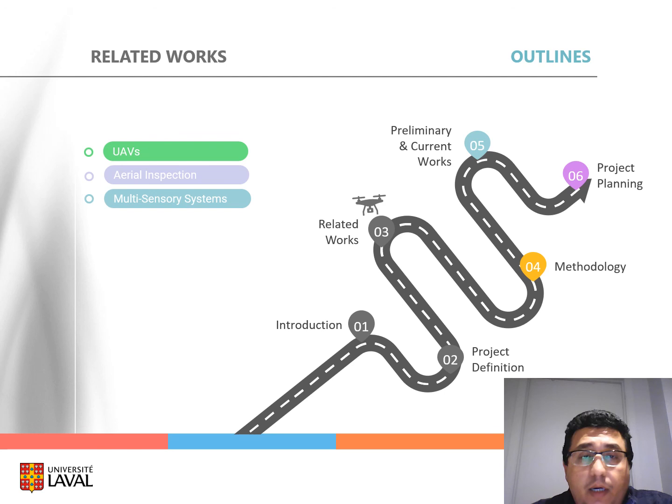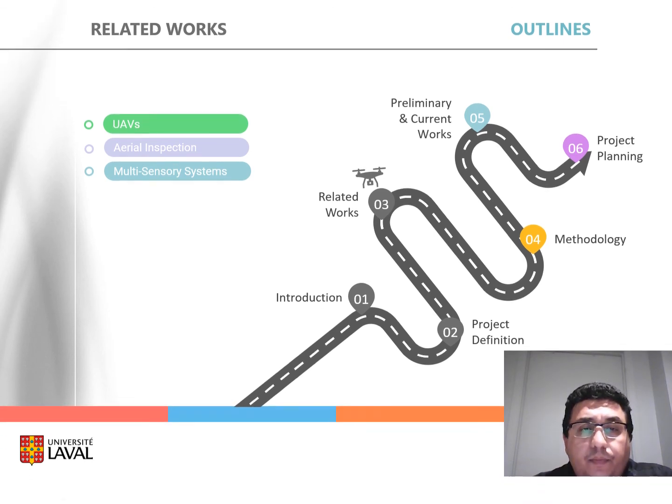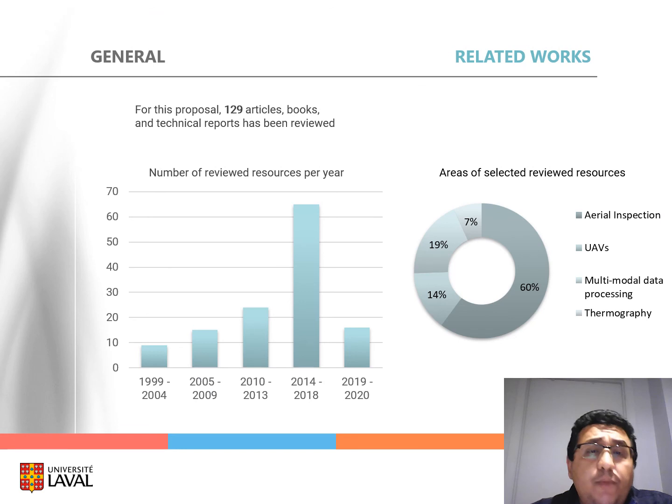Before going further, we want to go through some of the related works that are related to the scope of this study. For this proposal, we reviewed a total of around 129 articles, books, and technical reports. In these figures, we show the distribution of these resources based on their publication date and the scope of their research.